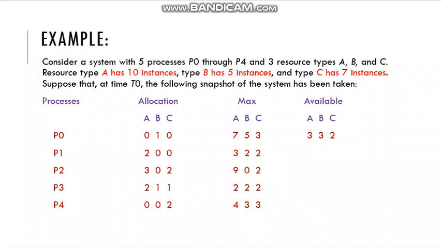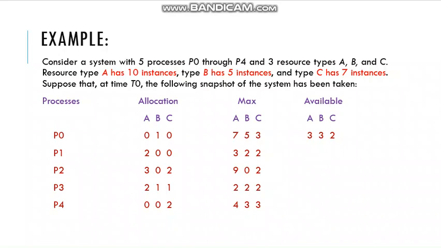Processes P0, P1 to P4 are given. Then what are the allocated resources? Allocated resources are A, B, C. Initially P0 is already allocated 0 of A, 1 of B, and 0 of C. In the same way, all the processes are allocated.